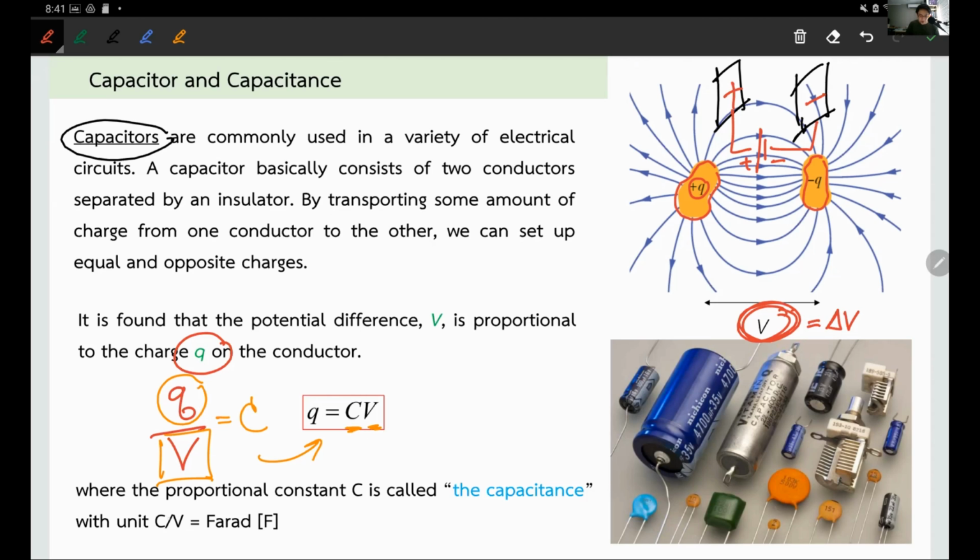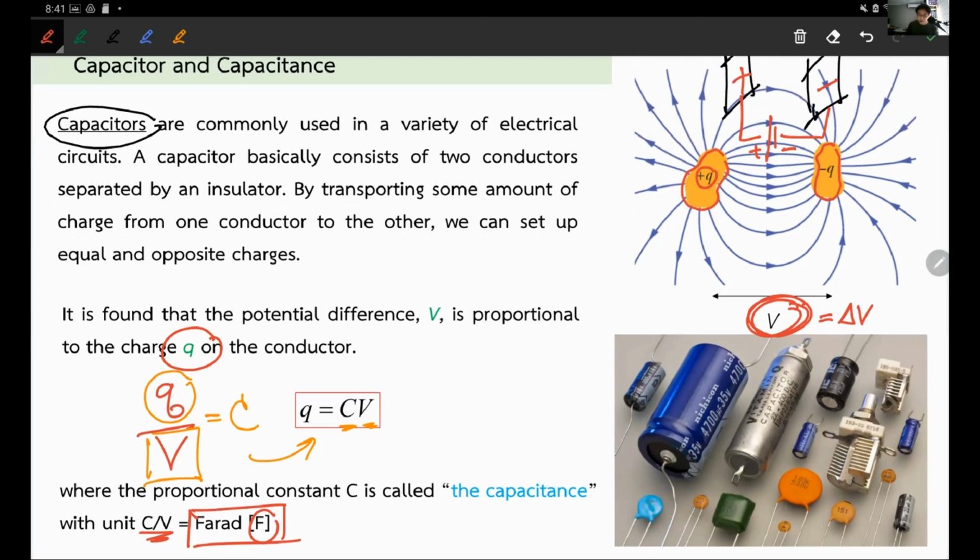Okay, all right, so the unit of C, of course, is going to be coulomb per volt, because the charge has the unit of coulomb, and the potential difference has a unit of volt. So the coulomb per volt, we have a special name for it. That's the farad, which is shortened from Faraday. So the unit of capacitance is farad, and we use the capital F for that.